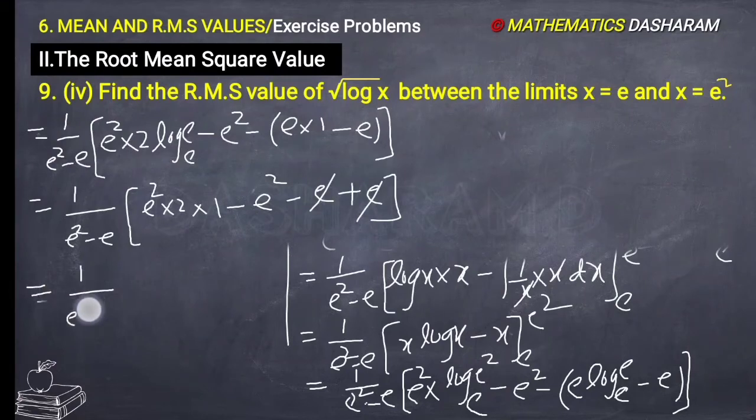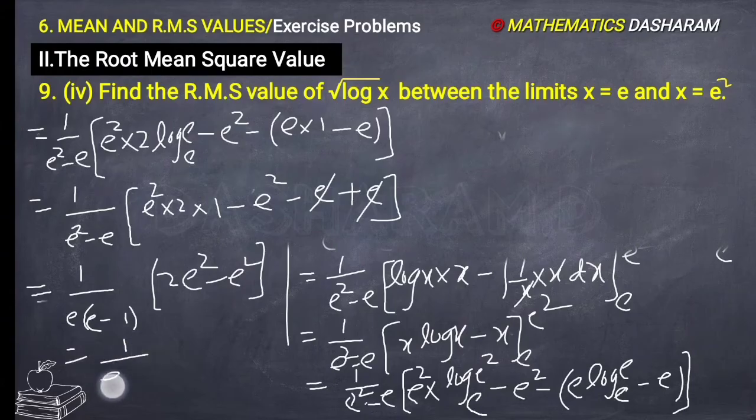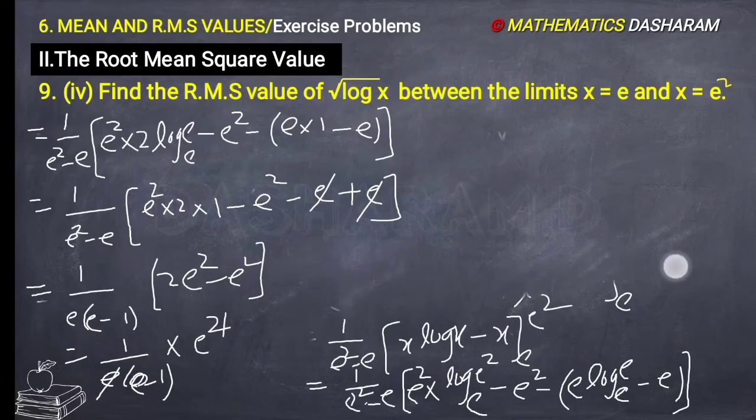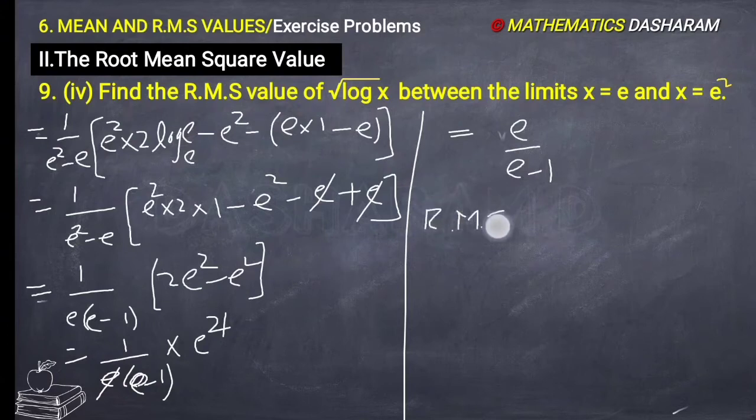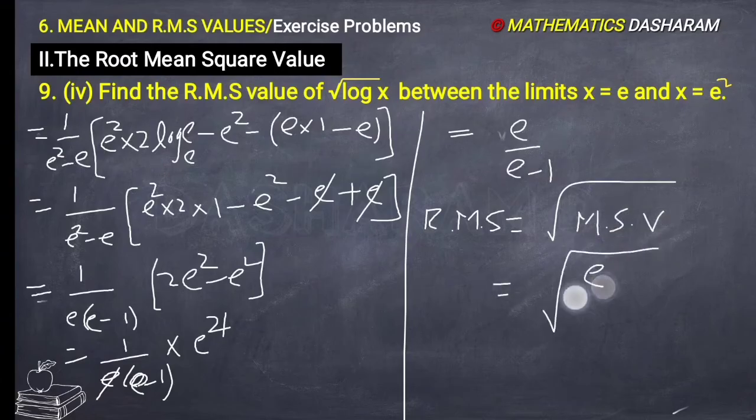So 1 by, here we can take e common, e minus 1, and 2e square minus e square. So 1 by e bracket of e minus 1 into 2e square minus e square is 1 e square. Here e square cancels. So then it is equal to e by e minus 1. This is the MSV value. Now we need the RMS value, that is the square root of MSV. So square root of e by e minus 1 is our required answer.